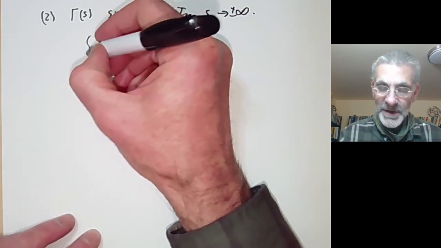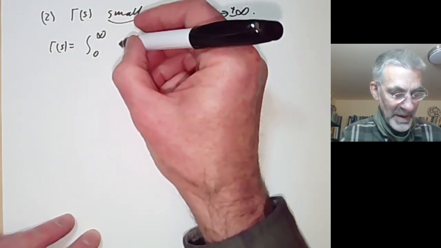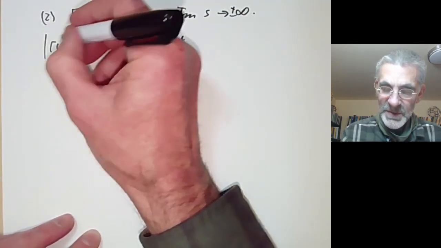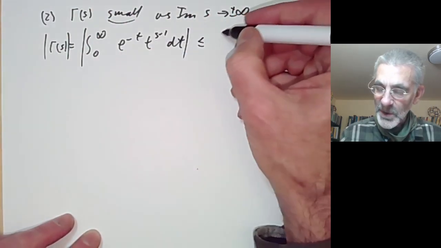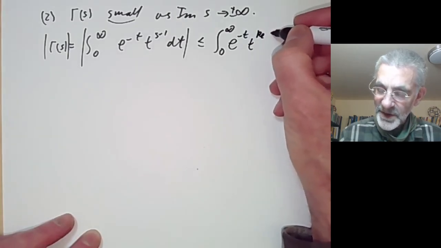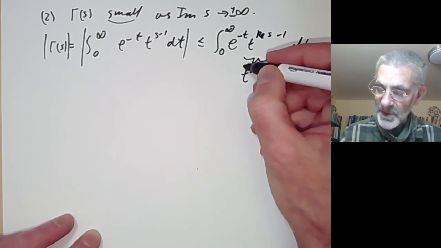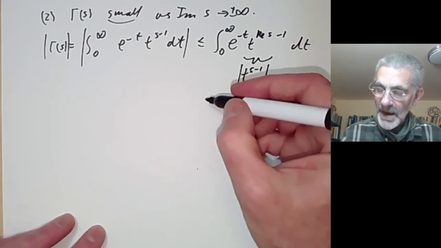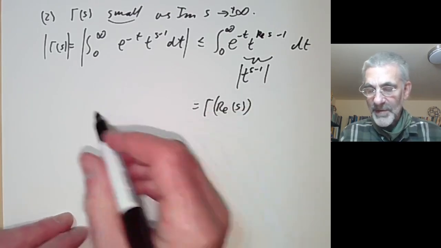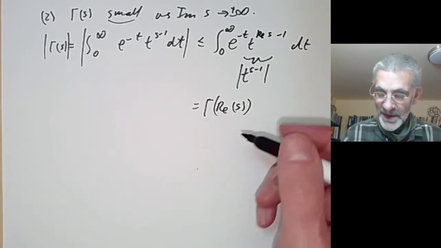Well, let's first of all have a look at the integral for gamma of s. So gamma of s is equal to the integral from 0 to infinity of e to the minus t times t to the s minus 1 dt. And we can take the absolute value of this, and this is less than or equal to the integral from 0 to infinity of e to the minus t times t to the real part of s minus 1 dt, because this is just the absolute value of t to the s minus 1. And this integral here is just equal to gamma of the real part of s. So we find that the absolute value of gamma of s is at most gamma of the real part of s. So this gets us part of the way.